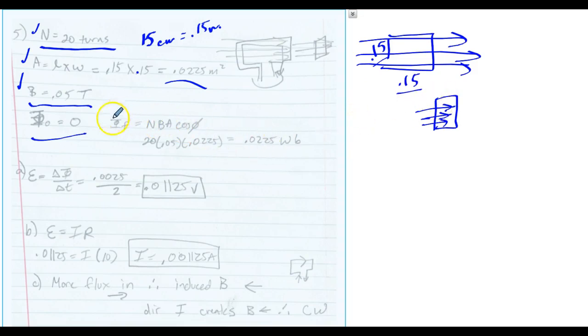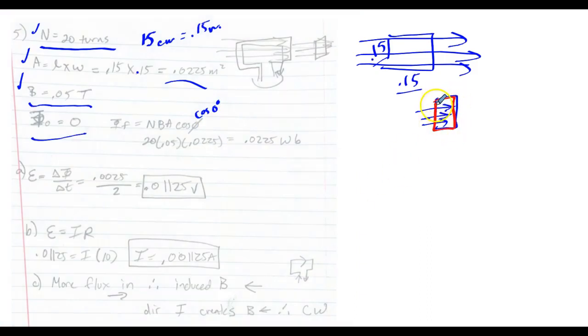So this is the equation for flux. It's just N, the number of coils, times B times A. B is the magnetic field strength, A is the area of an individual coil, and since there's 20 of them, we multiply them together. Times cosine of this angle, and cosine is 0 because the normal to the square loop is pointing in the same direction, so they point the same way. So you get 0.0025 Webers, because that's the unit for flux.